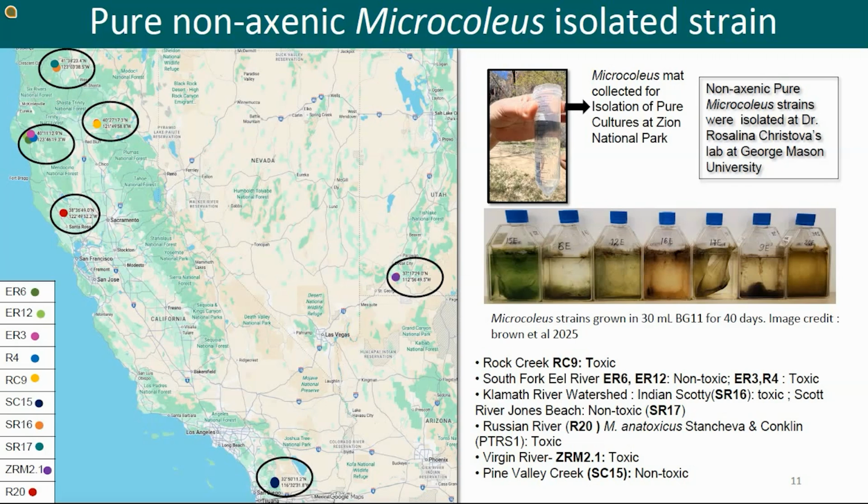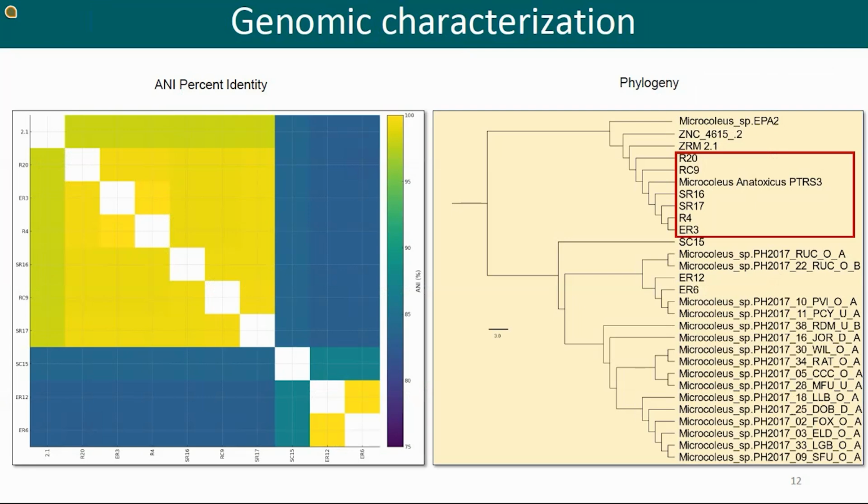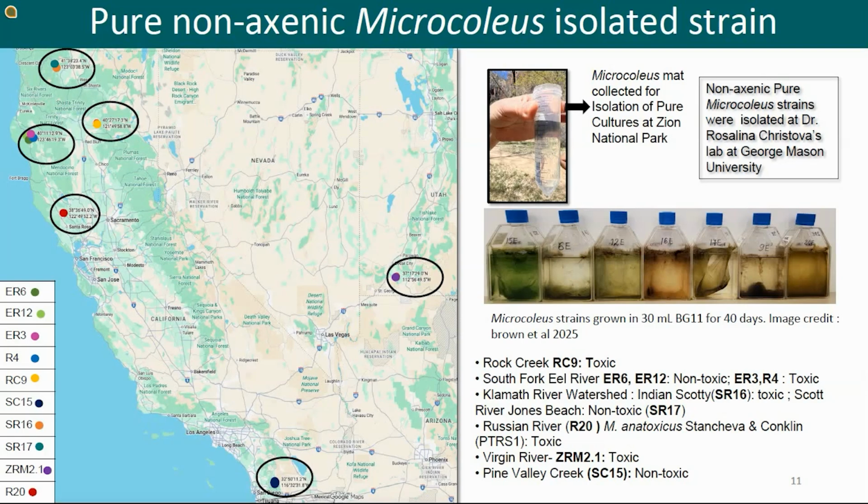If we look into the morphology of these strains, the color varies from green to light brown to dark brown, so they look very different from each other. Even in how the filamentous sheets are formed, some are thicker, some are dense, some are slimy, and some do not form sheets. For example, RC9 only has a fluffy biomass and does not form sheets. So these strains, morphologically, are very different from each other.